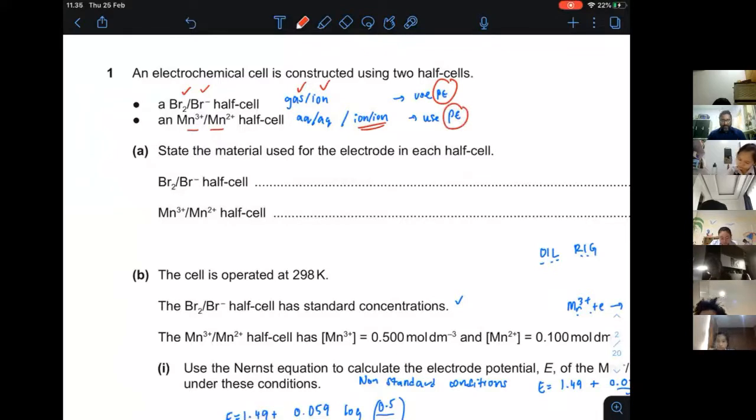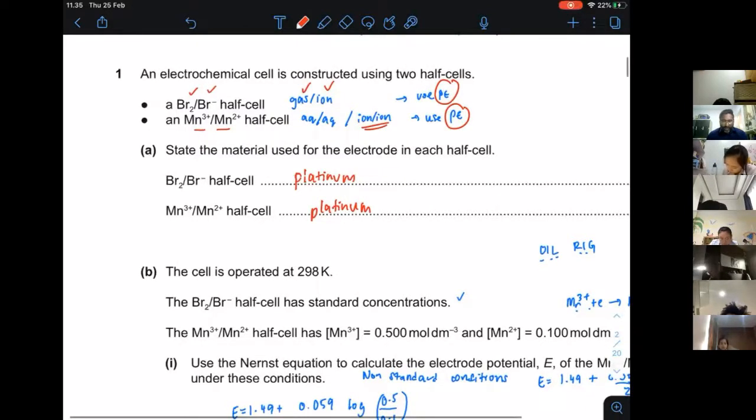So state the material used. Just state platinum. Be very careful: unless we are talking about a metal and its metal ion, then you use that same metal. So this one is going to be important.